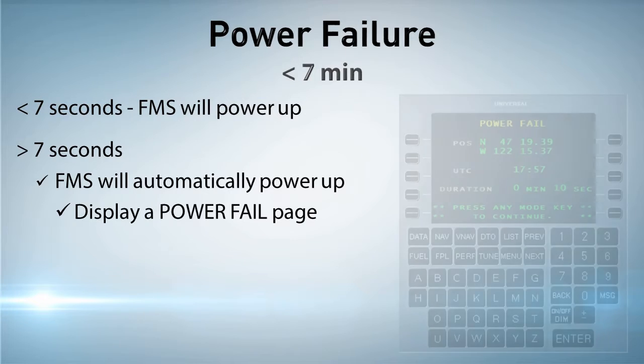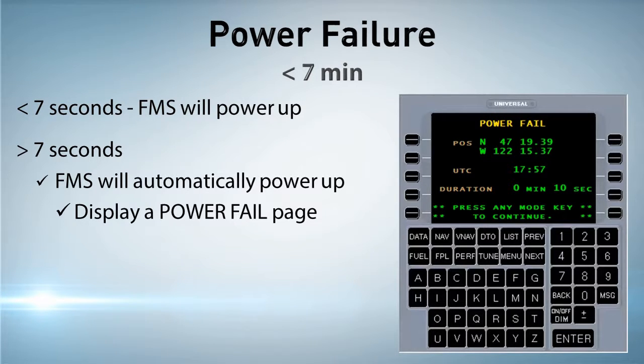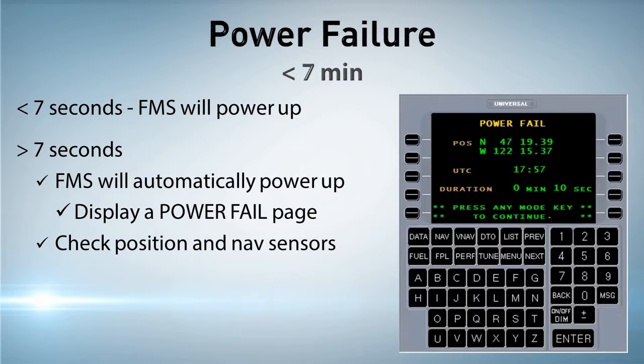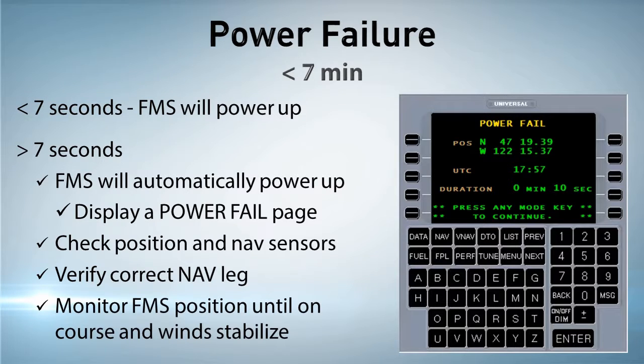If the time span of the power failure exceeded 7 seconds, but was less than 7 minutes, the FMS will automatically power up and a power fail page will be displayed. To exit this page, press any mode key. Check the FMS position and navigation sensors through the nav pages. If the position is reasonable and the GPS is in nav, check either nav page 1 or 2 to verify the correct nav leg is entered. Monitor the GPS position until the aircraft is back on track and the winds on the nav page stabilize.